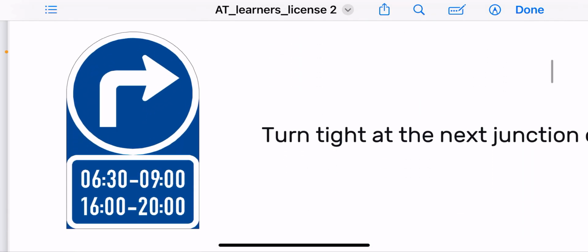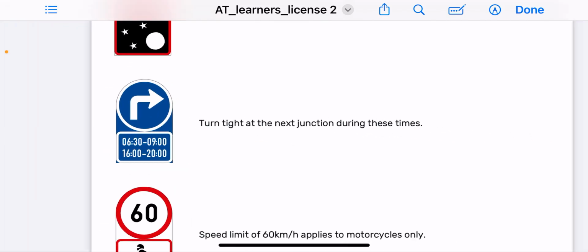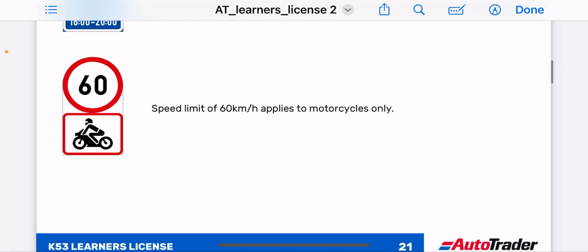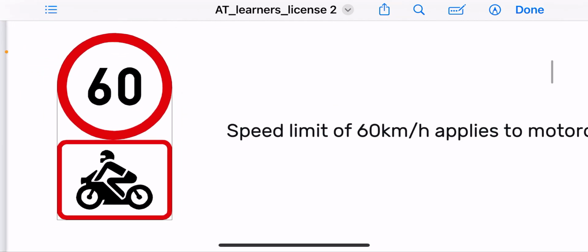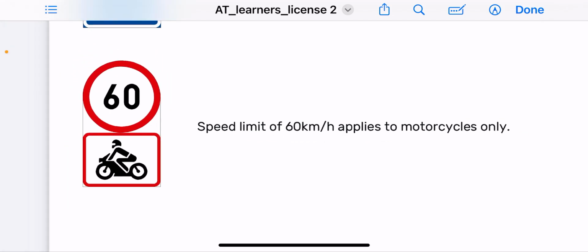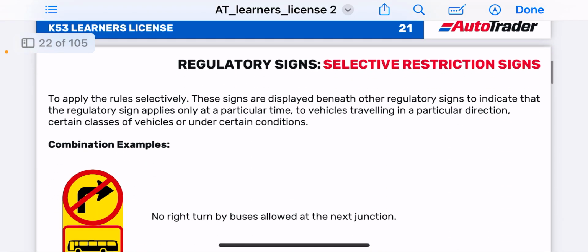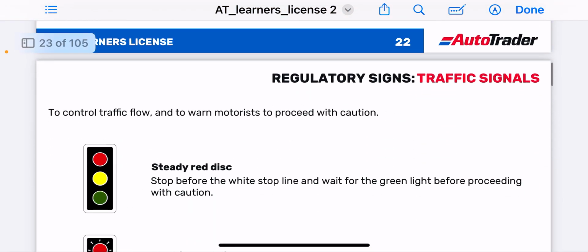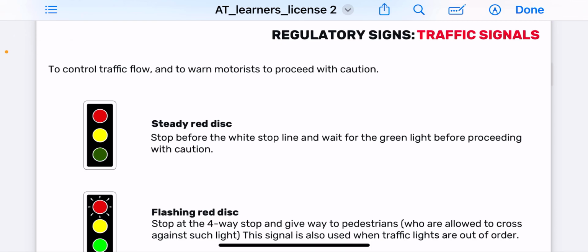Moving on, 6 to 9. So you must turn right within times selected or indicated. So that's it. Motorcycles are not allowed to exceed the speed indicated. That's it. So my lovely people, we are going to take it from traffic signals to road markings next time when we have a session.